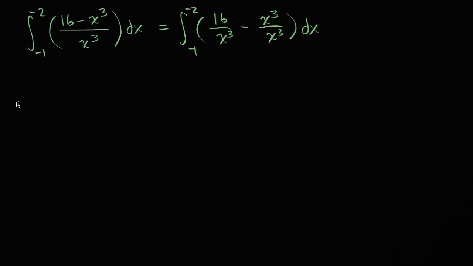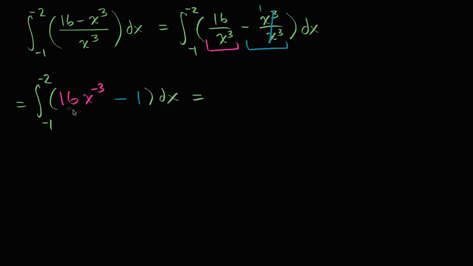That is going to be equal to the definite integral from -2 to -1 of, I could write this first term right over here as 16x to the -3. And this second one, we have minus x to the third over x to the third. Well, x to the third over x to the third is just going to be equal to 1. So this is going to be minus 1 dx. And so what is this going to be equal to?